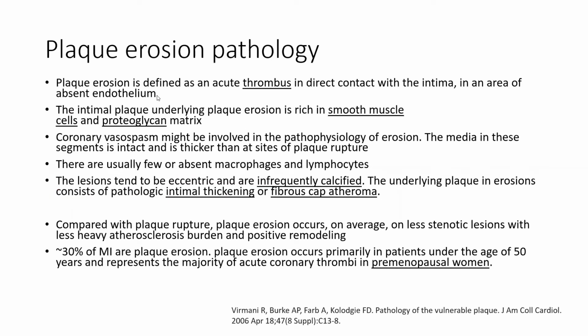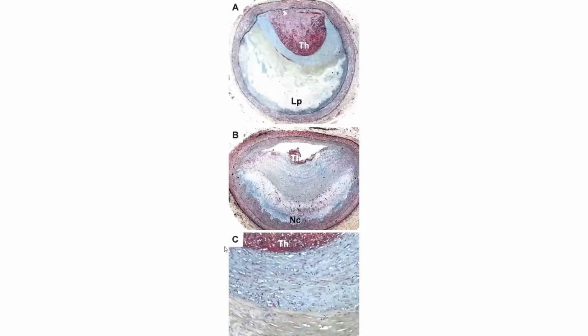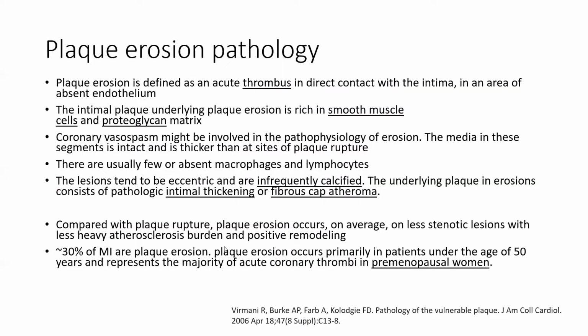And I'll show examples. Plaque erosion, compared to plaque rupture, occurs on average on less stenotic lesions with less heavy atherosclerosis burden, less plaque burden, and less positive remodeling. 30% of MIs are plaque erosion, primarily in patients less than 50, primarily women. So if you have an MI in a 40-year-old smoker, it's relatively more so erosion than rupture. It may be 50-50 in this age range.